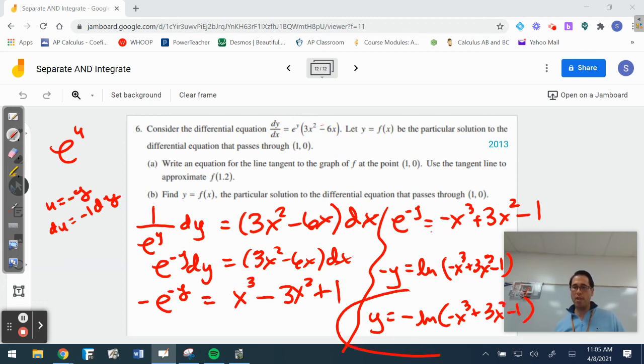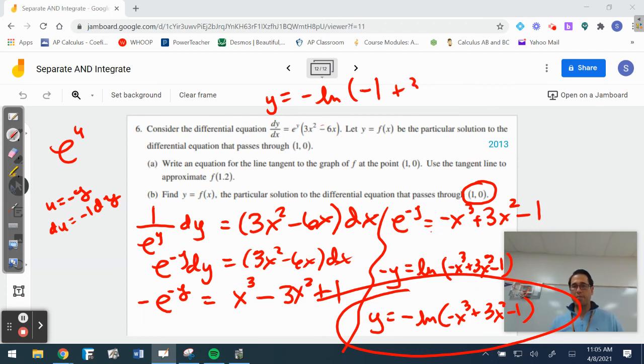And remember, you can always check your answers. And I didn't say this earlier, and I apologize. But if I put a 1 in for x, I've got to get a 0 as my answer. Let's check that. Let's put a 1 in for x. The initial condition must be satisfied. Negative 1 cubed, and then you're going to get a plus 3 minus 1. Well, that gives me y equals negative natural log of 1. Well, the natural log of 1 is 0. Sweet, I got it right.